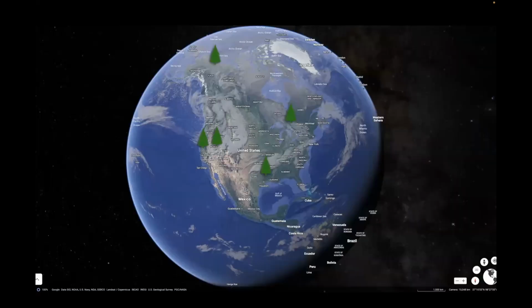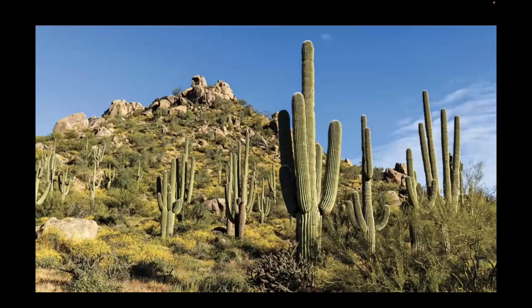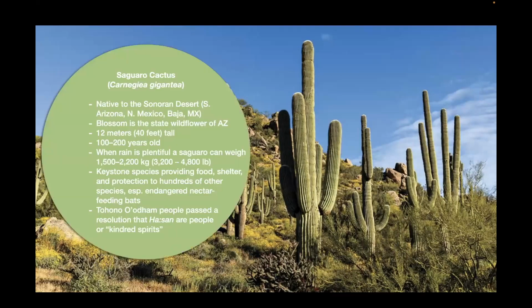All right, any guesses where we're going next? 3 more species. Well, it looks like we're going back down to the Southwest, because that's where I am, and my favorite plant, of course, the saguaro cactus. If you haven't seen these in person, they're magnificent, can be upwards of 40 feet tall, a couple hundred years old. They're absolutely beautiful, but also just amazing survivors. So they are native to the Sonoran Desert in southern Arizona, northern Mexico, and Baja, Mexico.